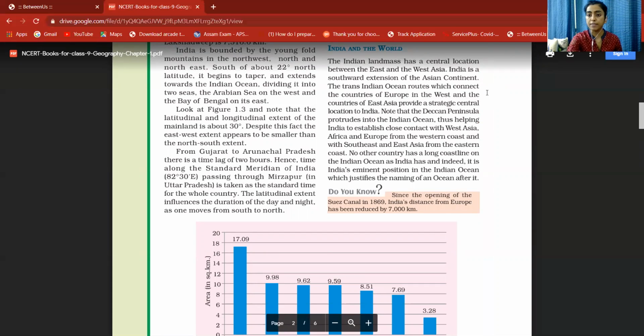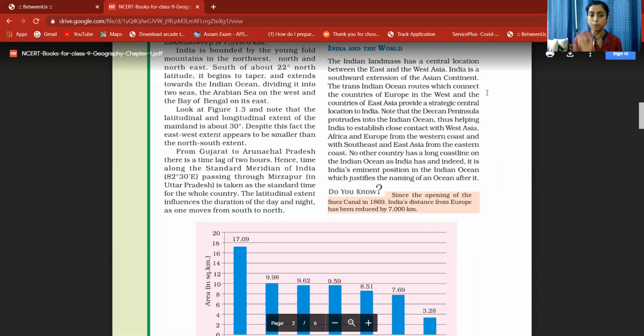Now, we also have a standard meridian. What is a standard meridian? A standard meridian is a meridian that is chosen for calculating time. If there is no standard meridian, people will get confused. In the same country, we might have different times in different states. So to avoid that, and also so that there is no confusion with flight timings and railway timings, there has to be one common timing.